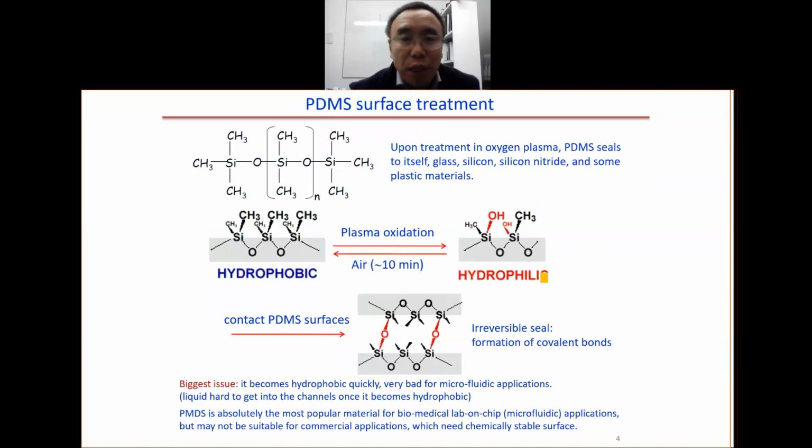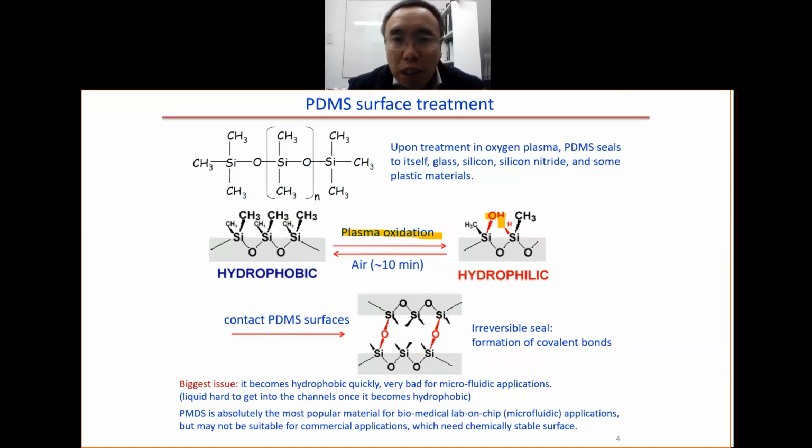The easy way to make it hydrophilic is oxygen plasma treatment. With oxygen plasma, the methyl group will burn away and form hydroxyl groups. So we have lots of hydroxyl groups, and it is hydrophilic. When it becomes hydrophilic, you can do more things for bonding.